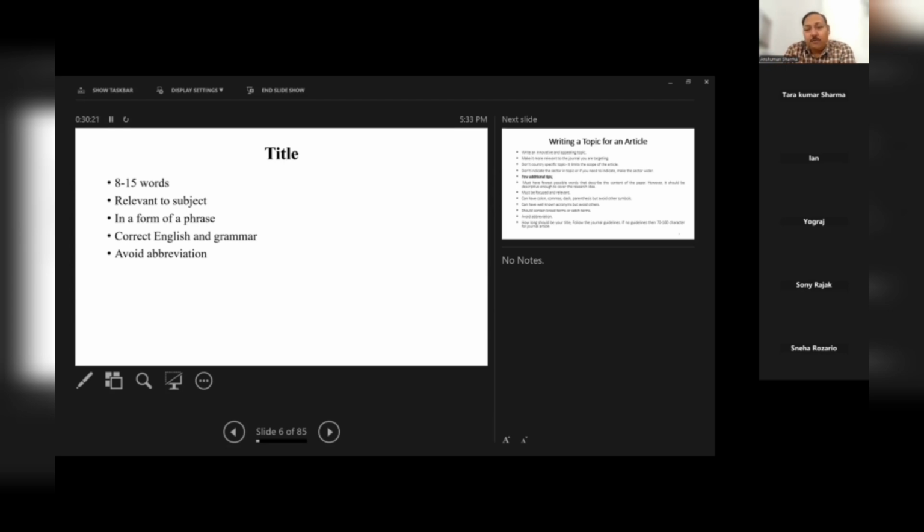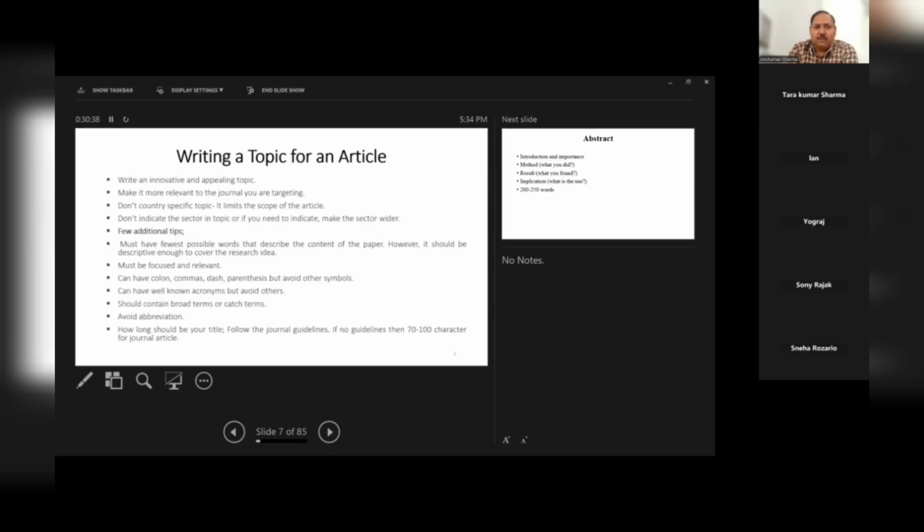In the form of a phrase, correct English and grammar should be there, and avoid any abbreviation. Abbreviation means the small words like ATT and something like that. Avoid such things unless it is very, very common. And even if it is very common, preferably avoid it. Now, this is some kind of advice: when you are writing your topic, you have to understand that you should write an innovative and appealing topic.